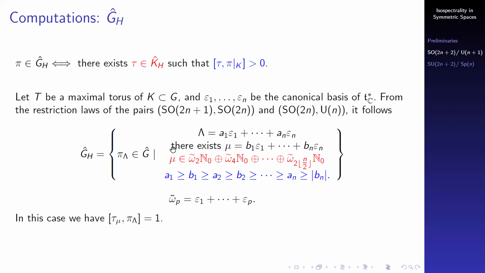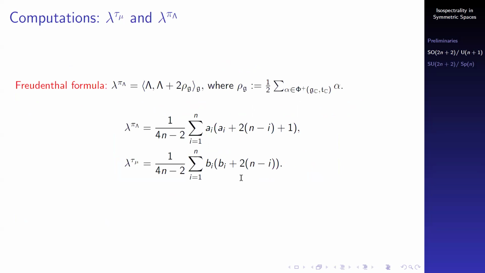So we need to have these two conditions for the spherical representations, and we are going to work with this. And in this case, we also have that the multiplicity, the number of times that tau lambda appears in P lambda restricted to K, is 1. So we found the spherical representations.